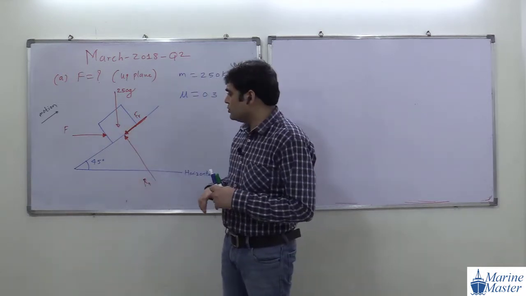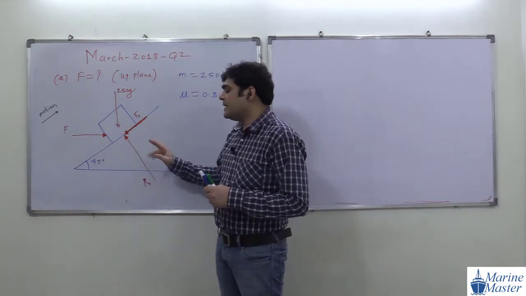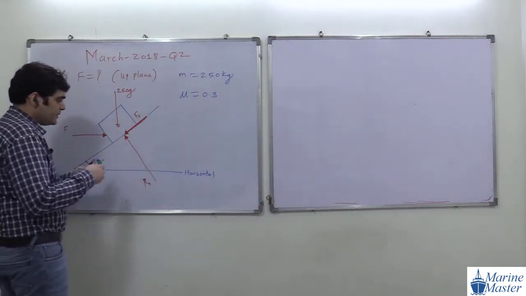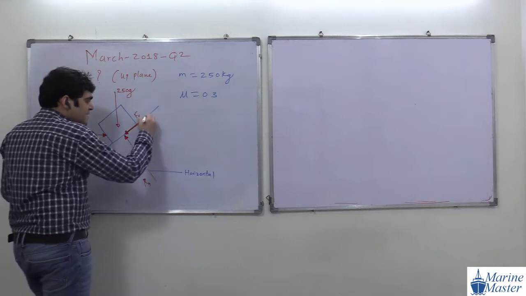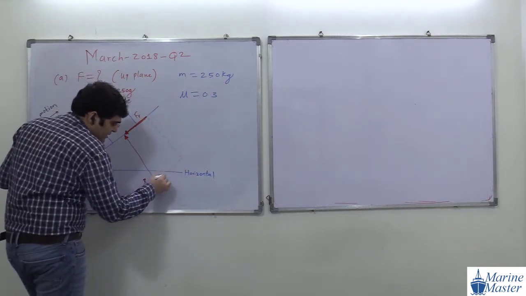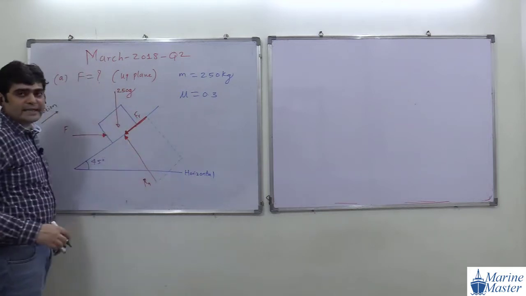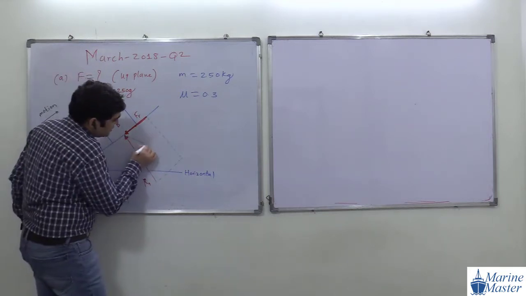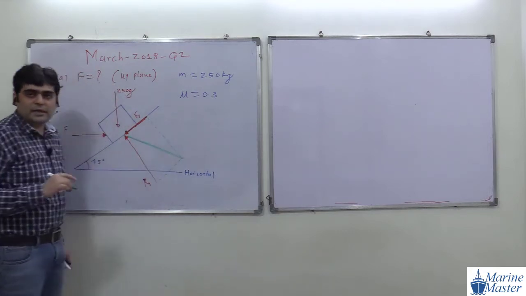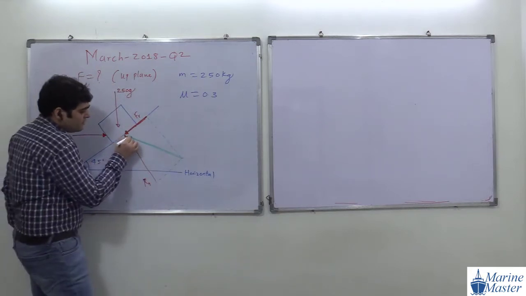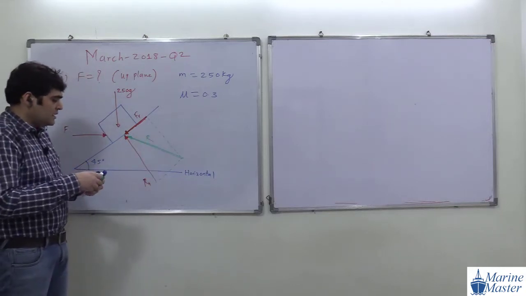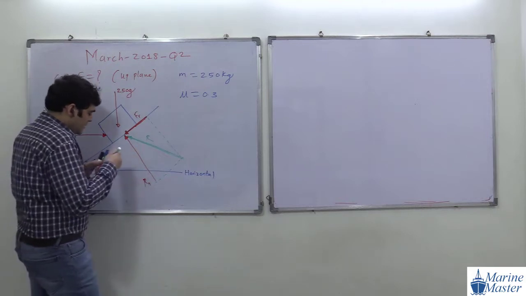But what are we going to do? We are going to replace this Fr and Rn by their resultant reaction, and for that purpose we are going to make a rectangle. This resultant reaction is visible to everyone properly. See, this resultant reaction is our R. And R is making how much angle with Rn?